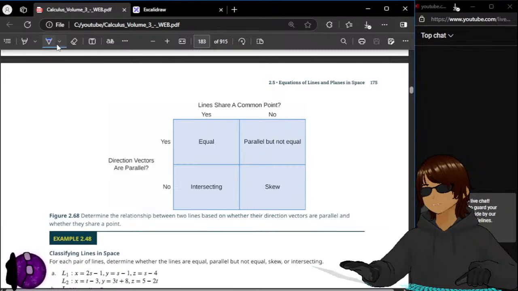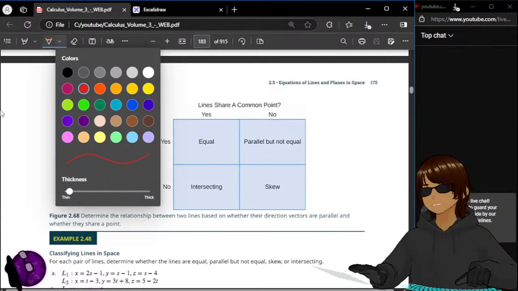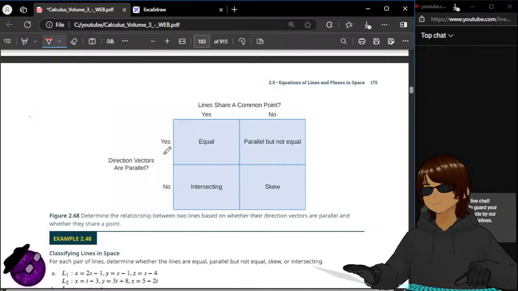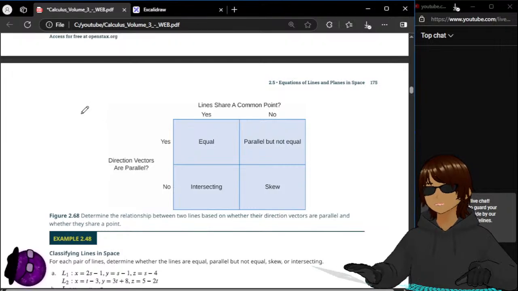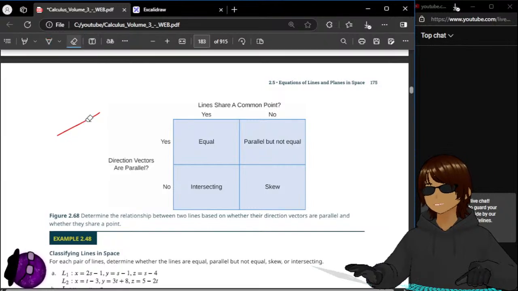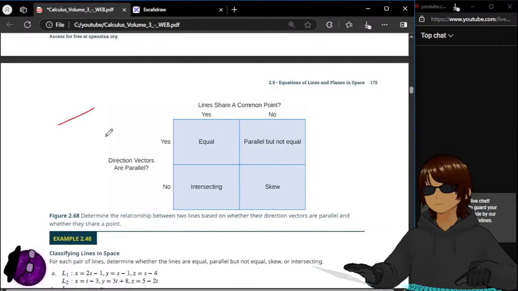Hold on. Can I draw in red? How do I get? So equal is like you share a common point. Pressing Control Z doesn't even work. And that there. Wait, if it's not in the same position.